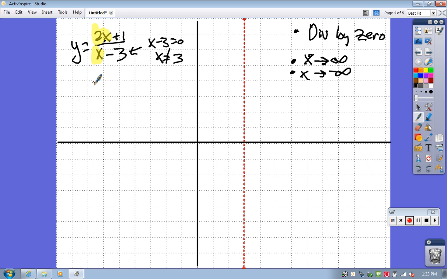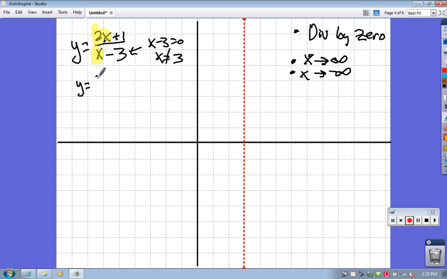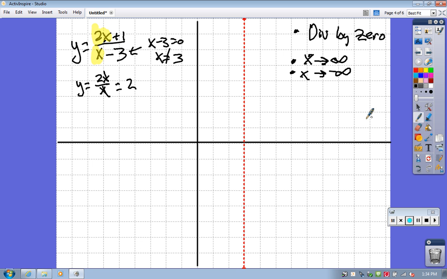So what I can look at then is, as x gets really big, this basically tends towards 2x over x, which you can simplify. The x's divide out, 2. As x gets really big, this thing tends to 2. So that gives me my horizontal asymptote up here at y equals 2.